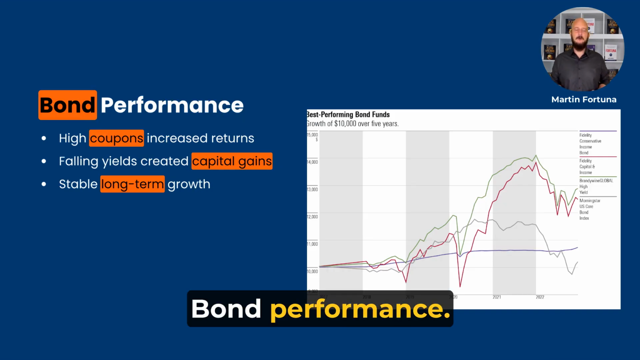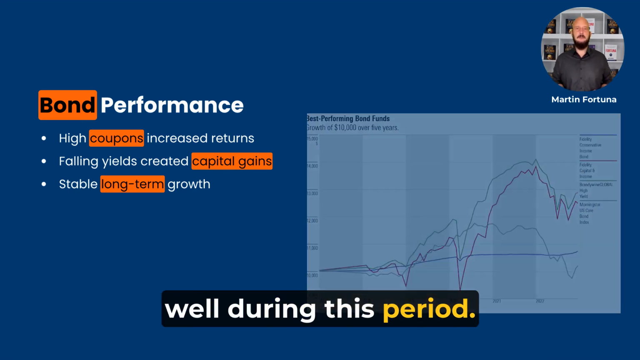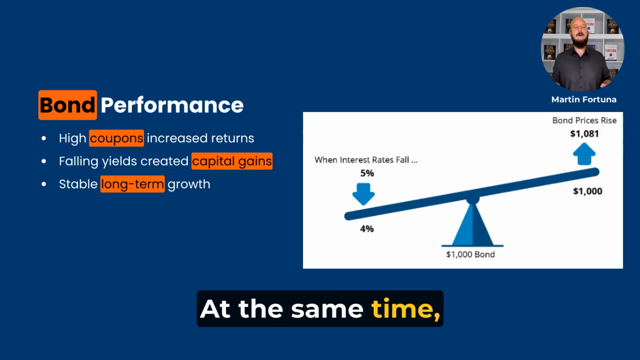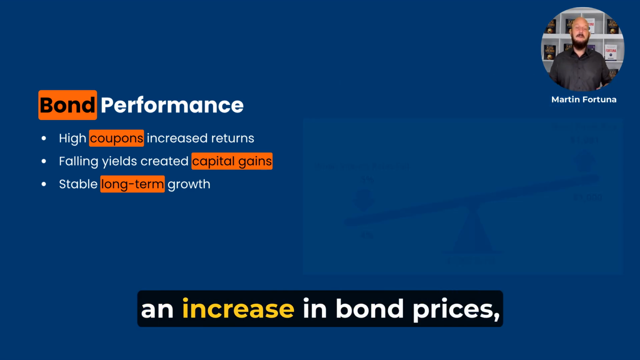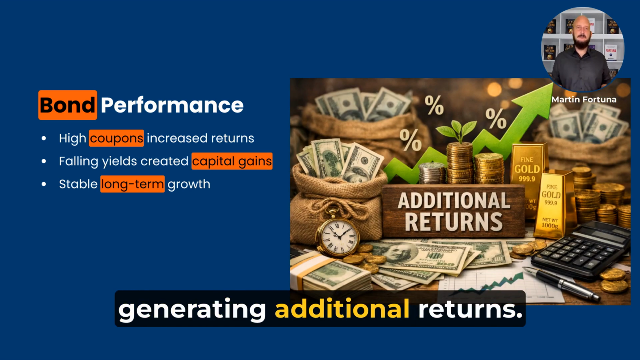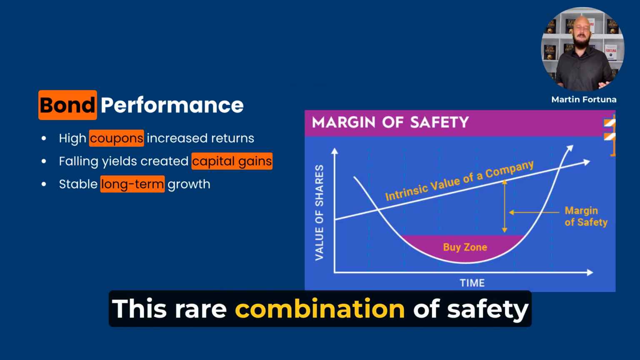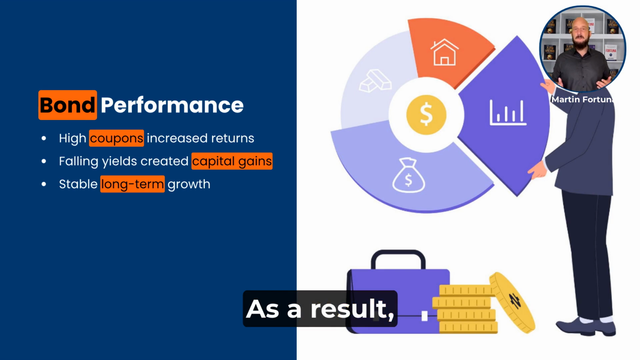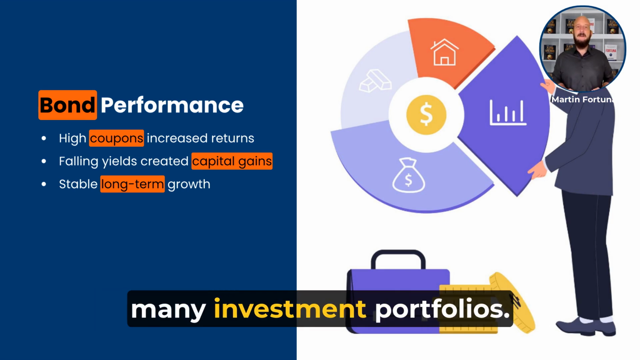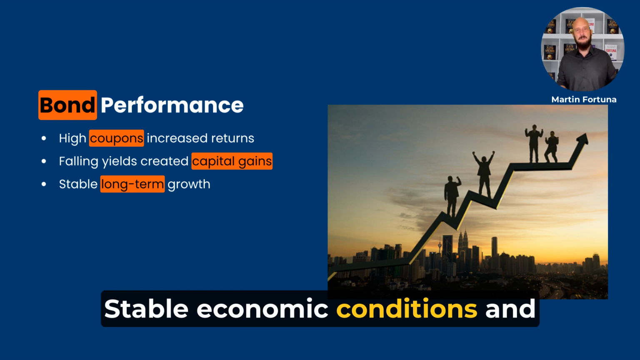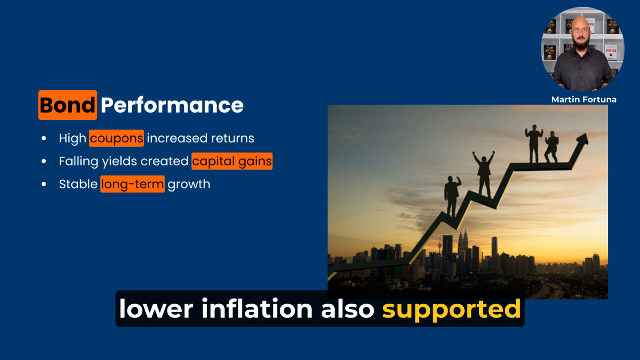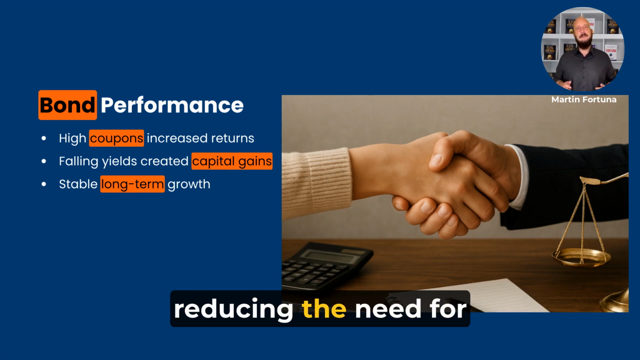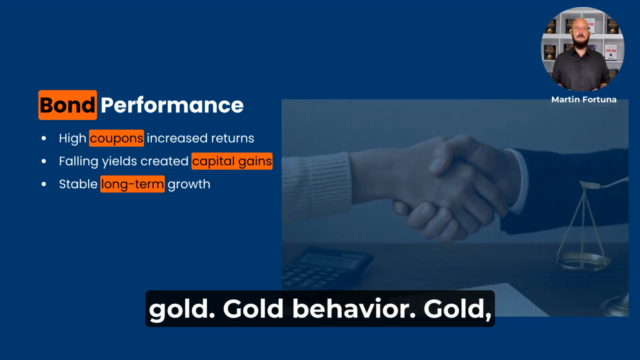Bond performance. Bonds performed exceptionally well during this period. High coupon payments provided strong and consistent income. At the same time, falling interest rates led to an increase in bond prices, generating additional returns. This rare combination of safety and profitability made bonds extremely attractive. As a result, they became a key component of many investment portfolios. Stable economic conditions and lower inflation also supported bond performance. Investors had greater confidence in the financial system, reducing the need for alternative safe assets like gold.